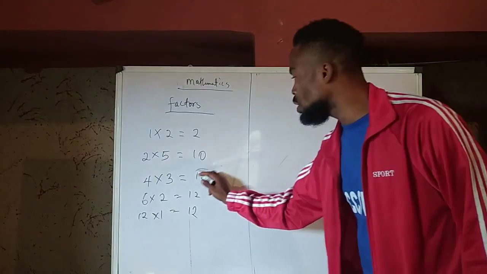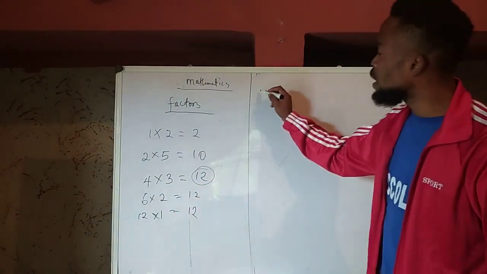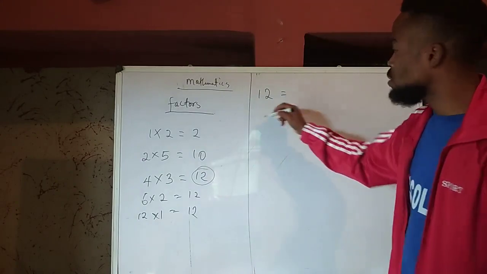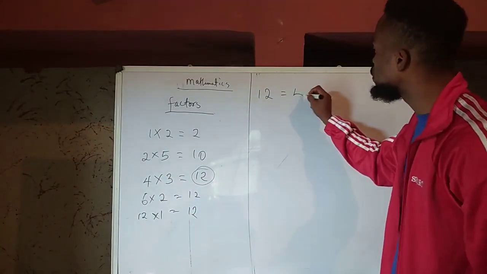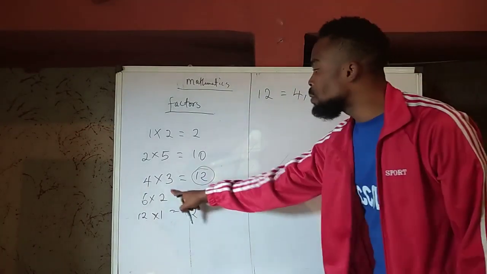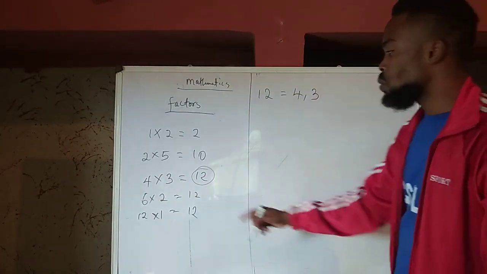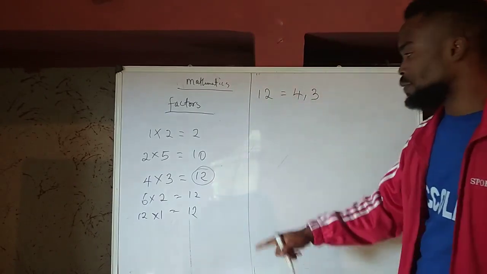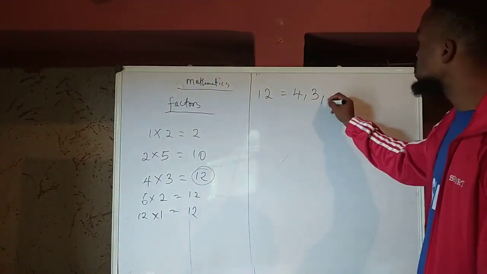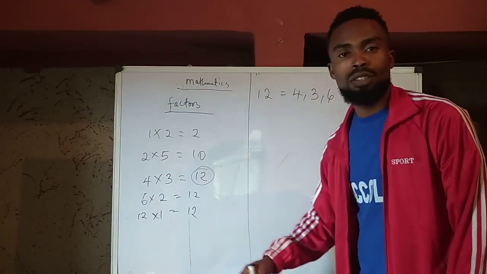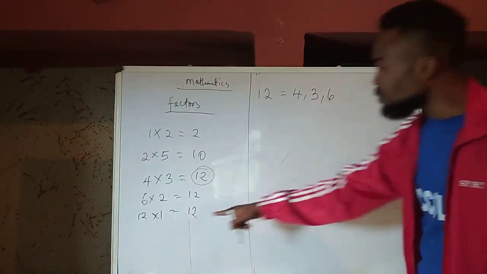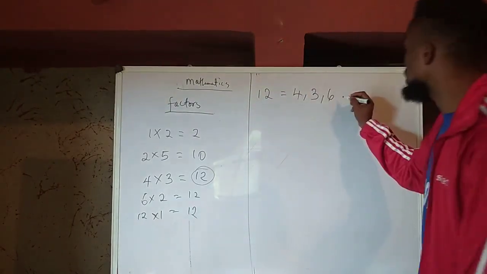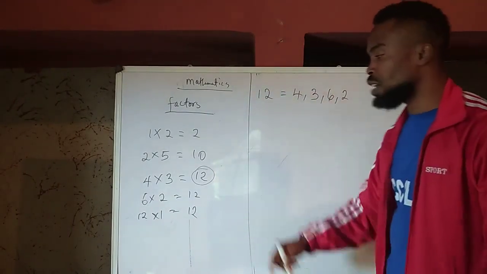For instance, the factors of 12. What are the factors of 12? So let's look at 12 now. Remember, if we multiply 4 by 3, we can get 12. So 4 is a factor. If we multiply 3 by 4, we can get 12. So 3 is a factor of 12. If we multiply 6 by 2, we can get 12. So 6 is a factor of 12. If we multiply 2 by 6, we can get 12. So 2 is a factor.